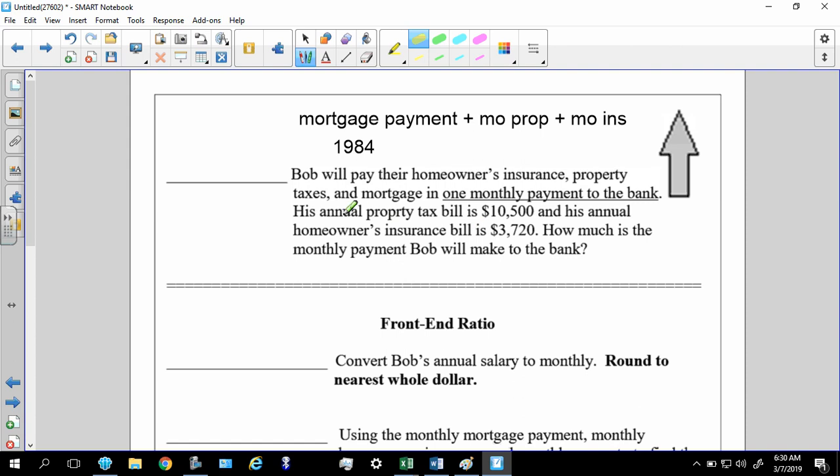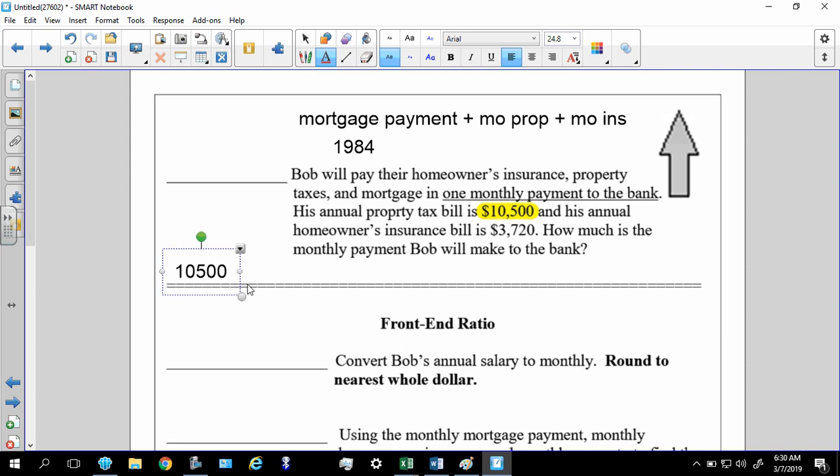Now, the next thing is the monthly property tax. Notice that his annual property tax bill is $10,500. I need to find monthly. So off to the side here, I'm just going to say $10,500 divided by 12. When I do that, I get $875. I also have to do the same thing to insurance. The insurance is $3,720. I'm going to divide that by 12 because I have to find the monthly, and that is $310.